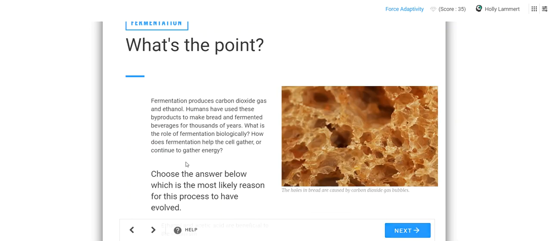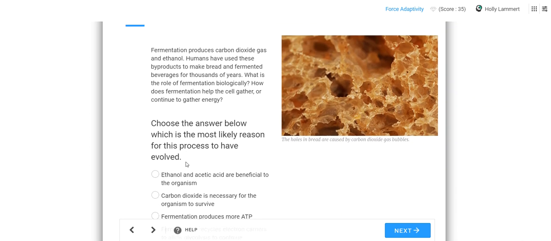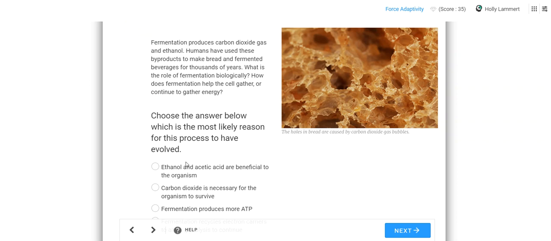So why would we undergo fermentation? It produces carbon dioxide gas and ethanol. Humans have used these byproducts to make bread and fermented beverages for thousands of years. What is the role of fermentation biologically? How does fermentation help the cell gather or continue to gather up energy? Choose the answer below, which is the most likely reason that this process evolved.